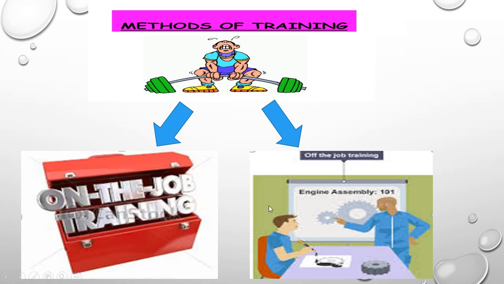Now the next point, that is off the job training. In this method, training is given to workers outside the workplace. Emphasis is more on learning than doing. Employees do not learn while working on the job, but they learn in conditions which are more or less similar to the actual workplace. Training is provided by experts who are arranged for the special training programs at a place other than the workplace.